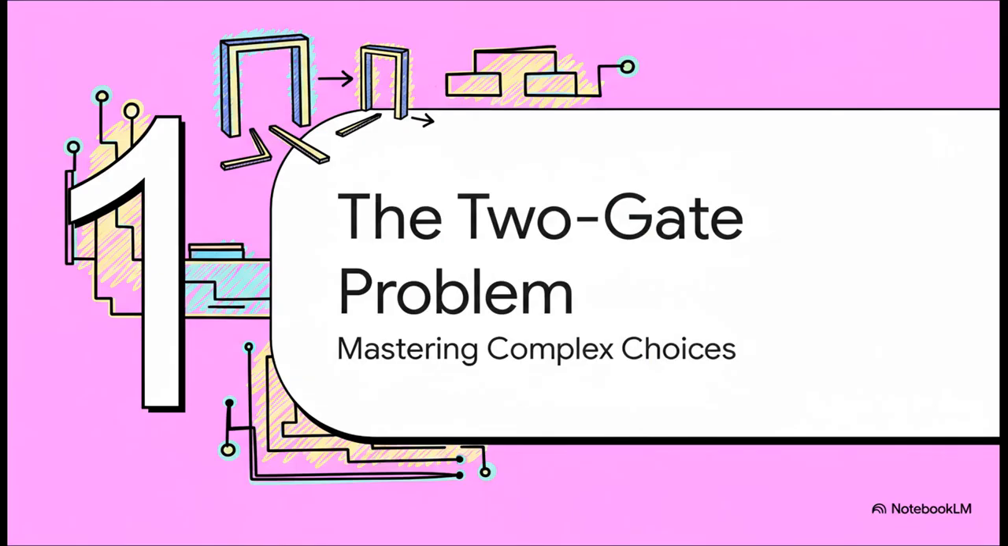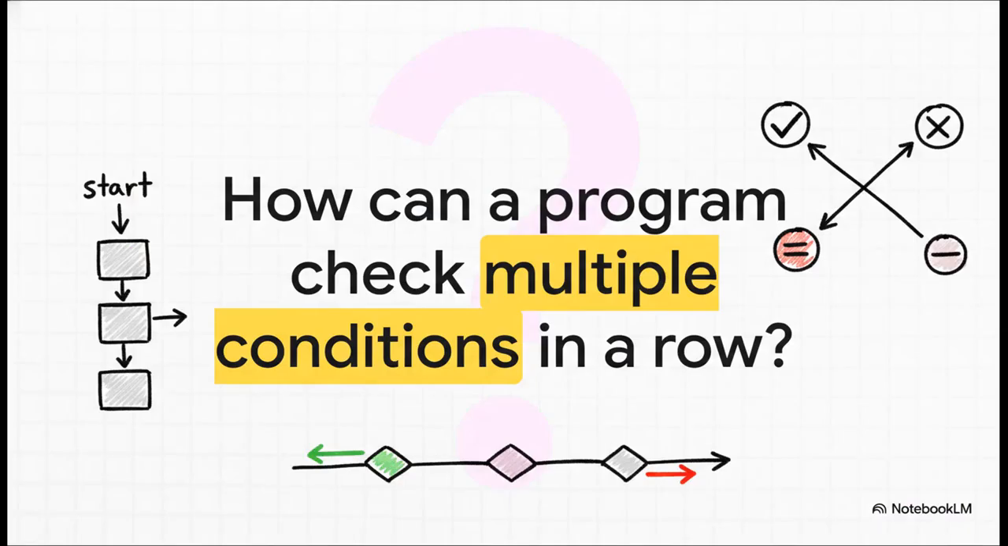First up, the two-gate problem. This is all about how programs can handle decisions that build on one another. It's a really fundamental concept for creating any kind of smart logic in your code. So, think about it. What happens when a simple yes or no just isn't enough? What if, to get to the next step, you have to pass not just one test, but a second one after that? How does a program actually handle that sequence?